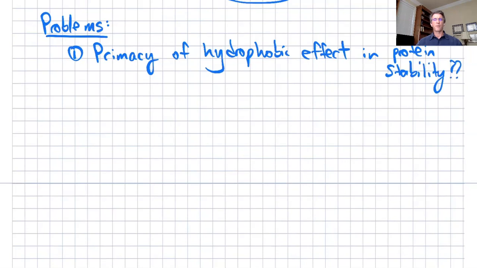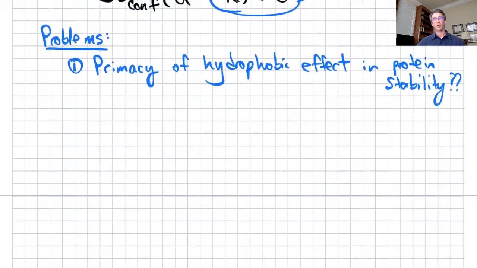Right? People for a long time thought and taught that this effect, the hydrophobic effect, was the main thing. Everything else was sort of second or third order for maintaining the stability or keeping a protein stable, right? And what we're going to see is that while it's super important, it's not the only thing. There's significantly more to it than that.